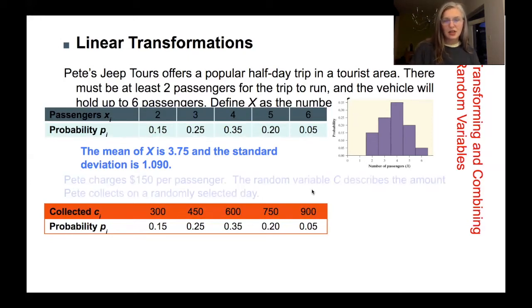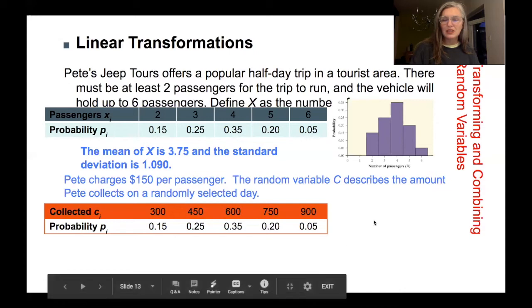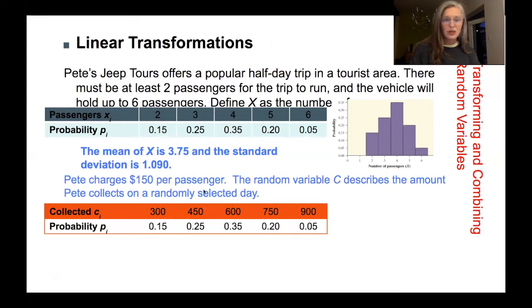All right, so let's say that Pete is going to charge $150 per passenger. Now we've got this distribution, but he's going to charge $150 per passenger. The random variable C describes the amount Pete collects on a randomly selected day. So I'm going to take my number of passengers, 2, 3, 4, 5, 6, and multiply them by that $150 per passenger. So 2 times 150 will be 300.